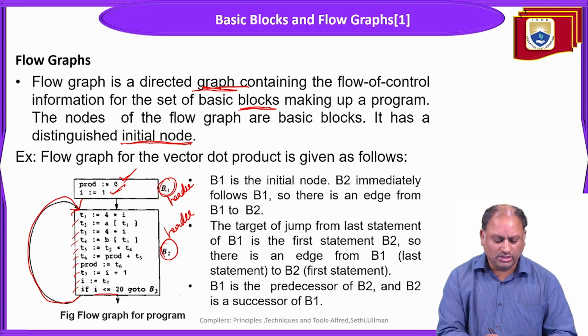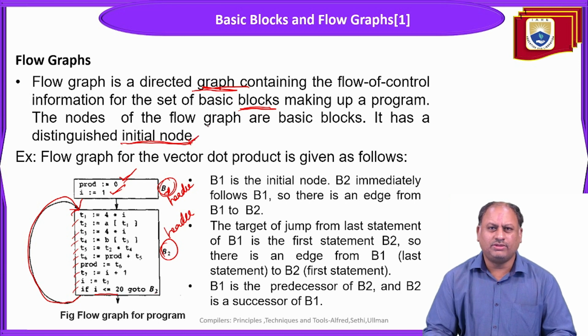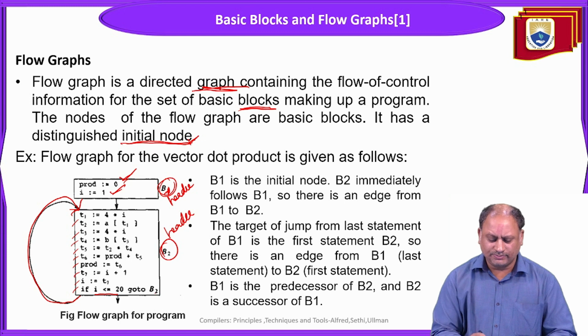So here B1 is the first node, also called the initial node, the starting node of the program. Whichever header comes at the beginning of the program, the first block, is called the initial node, that is header 1. The next header, followed by this block, is another block called B2, and we are going to give a connection.